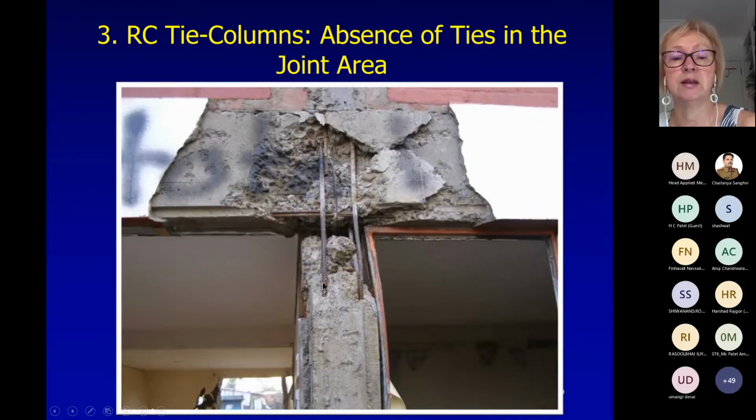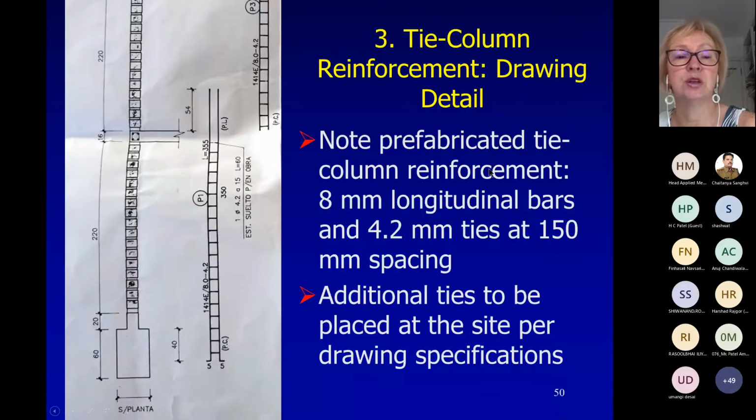This is an example of complete lack of tie columns reinforcement in this area. You can see vertical bars, but you cannot see any ties in this area, and no wonder that it was damaged. It's not a surprise to engineers.